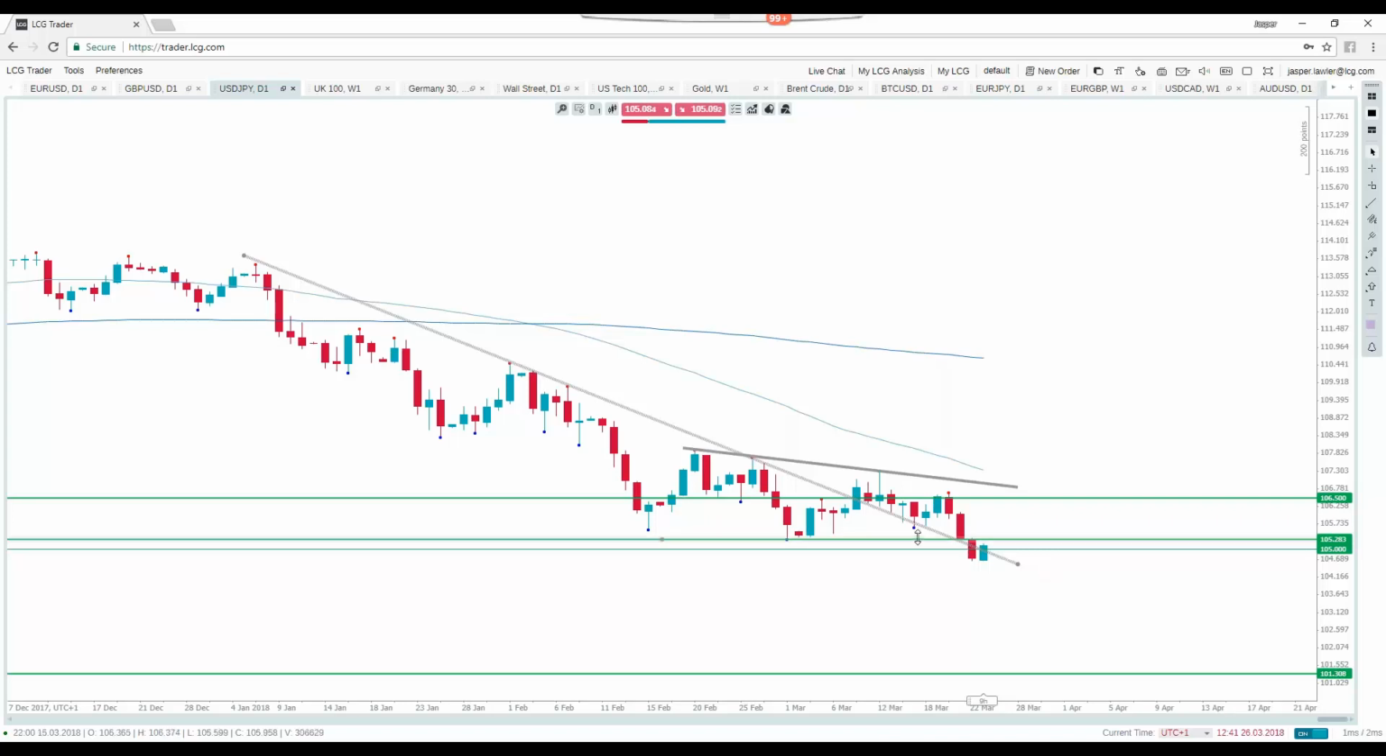But we have broken through the lows. It is definitely a downtrend. So seems probably premature to be buying here.